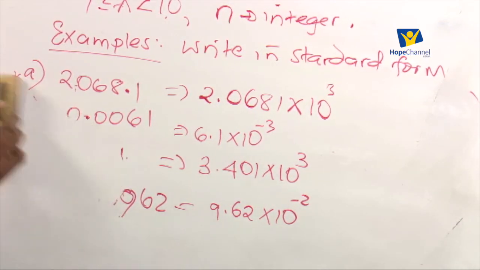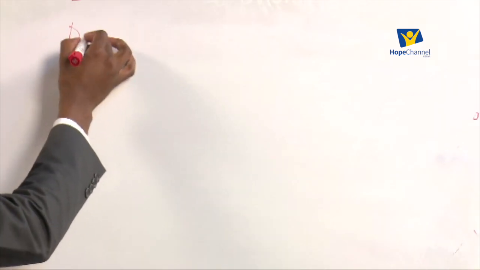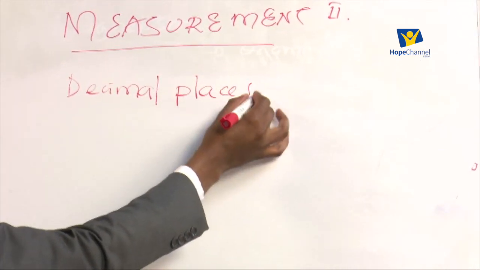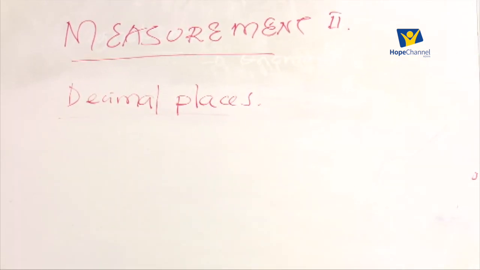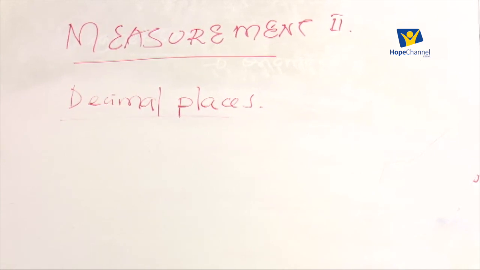One more thing, another way of expressing our answers, we talk of decimal places. Then we'll do mixed examples. So decimal places. Now when we talk about decimal places, we are only referring to the number of digits we see after the decimal point. The number of digits we are seeing after the decimal point.